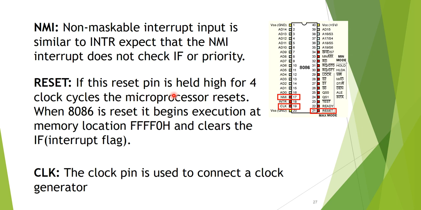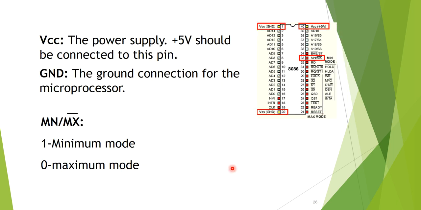Then we have the reset. When the reset pin is applied, then the microprocessor will go into the wait state. Then we have the clock. This is the clock pin that is connected to the clock generator. This clock signal is used for synchronization. Then we have the VCC. So plus 5 volt is applied at this pin with respect to the ground. Then we have the MN/MX bar. If it is 1, then the microprocessor will work in the minimum mode. If it is 0, then the microprocessor will work in the maximum mode.